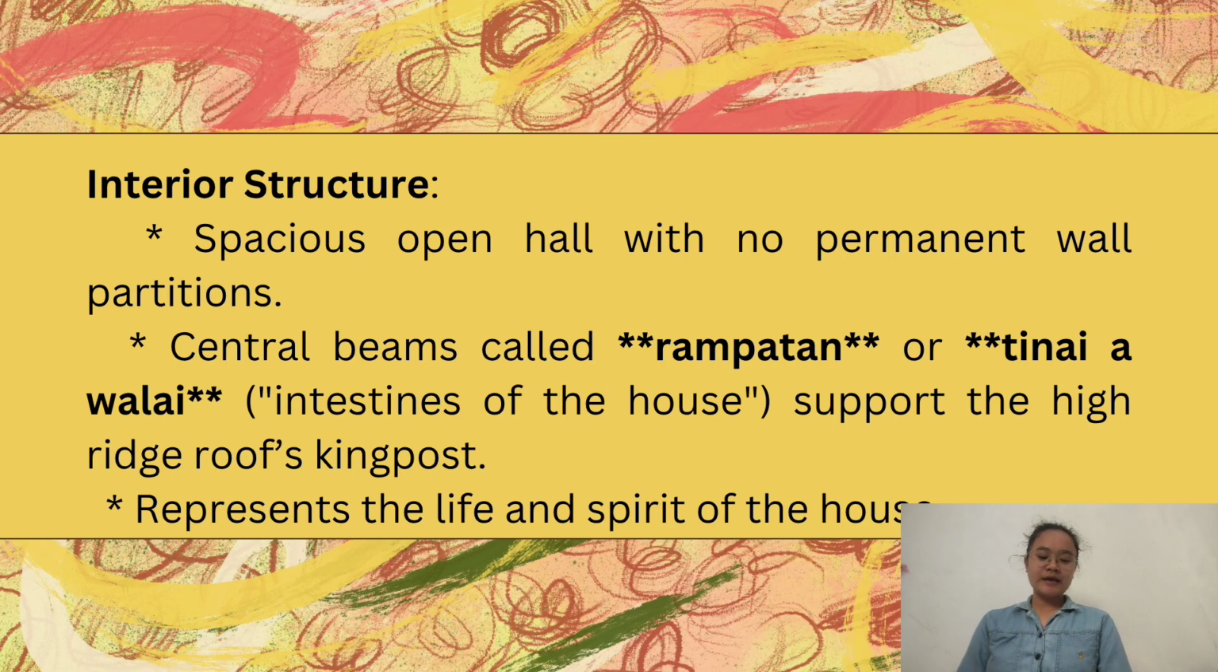Interior structure: a spacious open hall with no permanent wall partitions. Central beams called rampatan, or tinai a walai, the intestines of the house, support the high ridge roof king post.